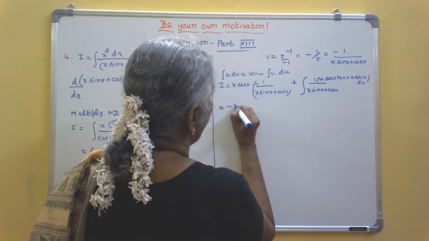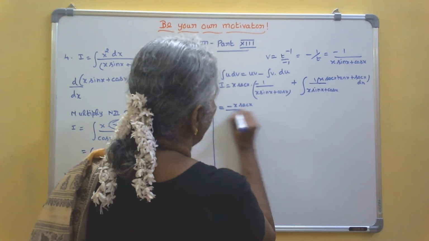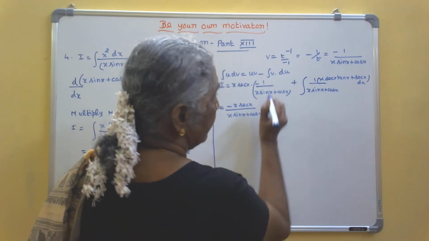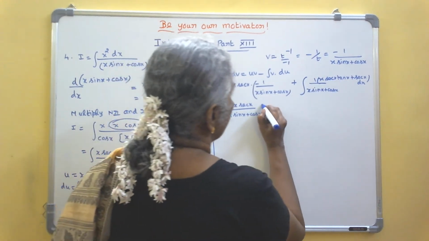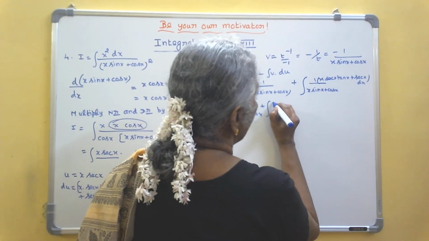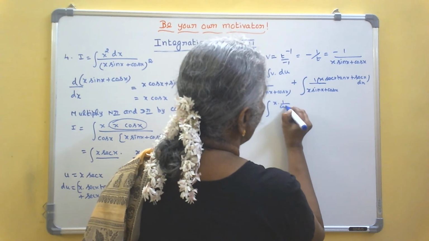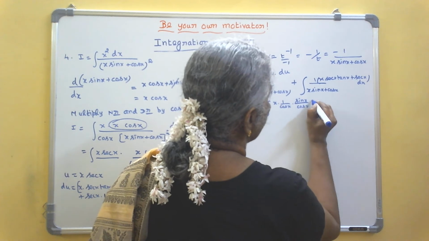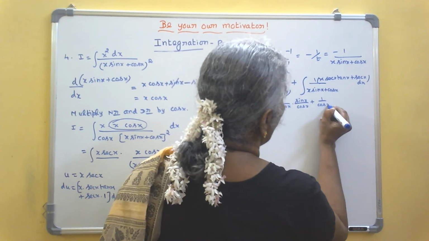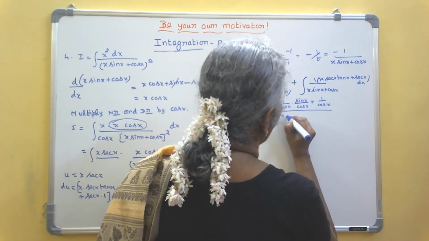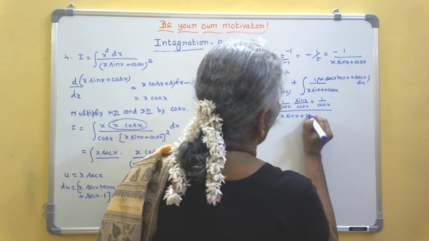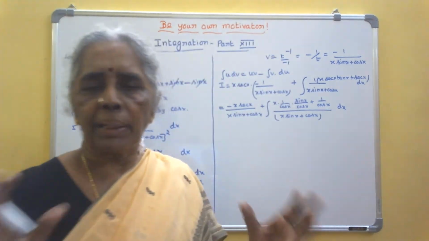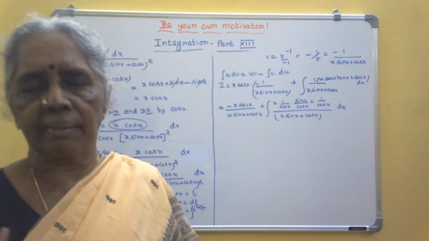I will write minus x secant x by x sin x plus cos x. Okay, let me come to that. That is the integral of x into 1 by cos x, tan x is sin x by cos x, plus secant x is 1 by cos x. The denominator is x sin x plus cos x dx. It looks like a big term, but if you write it carefully, it is easy.